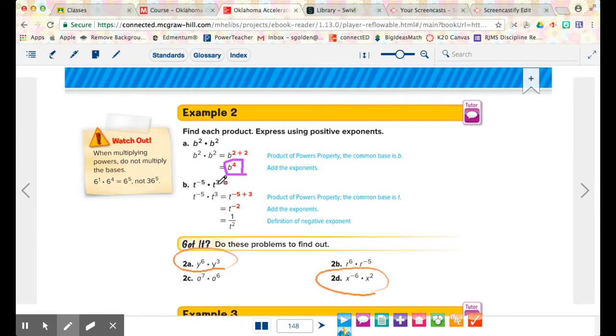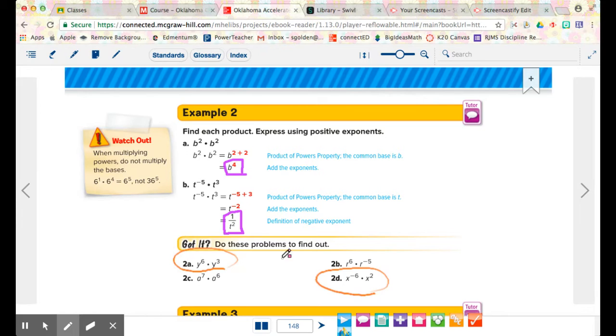Then when we have t to the negative 5th power times t to the 3rd power, I keep the base and I have negative 5 plus 3. We have to use our addition rules for adding a negative and a positive number. So it comes out to negative 2: t to the negative 2nd power. We have to write that with a positive exponent, so we put it under 1 in a fraction. So 1 over t to the 2nd power.